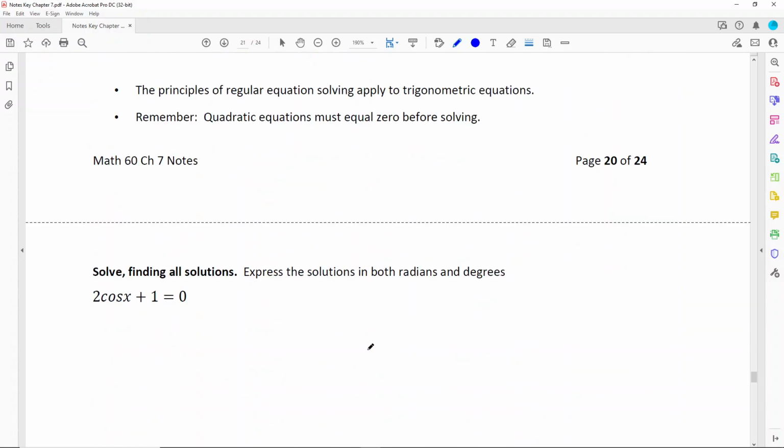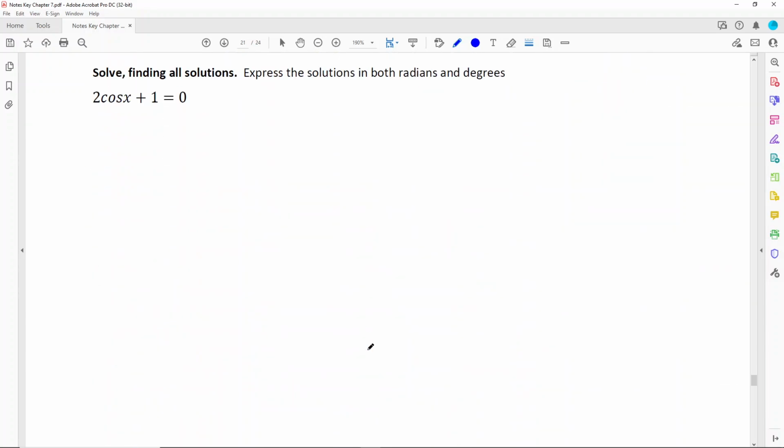And let's get started. So the first one we're going to solve is where 2 cos x plus 1 is equal to 0. So the first thing you have to do when you're solving a trig equation is isolate the trigonometric expressions or the trig function. So I'm going to subtract 1 from each side. I end up with 2 cos x is equal to negative 1, and then I'm going to divide by 2, and I get cos x is equal to negative a half.